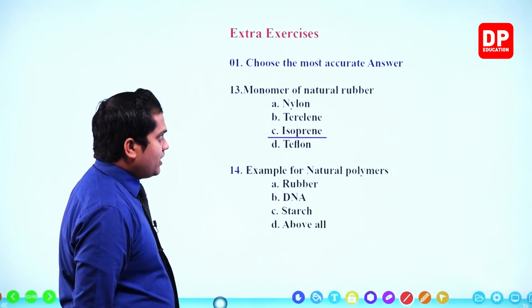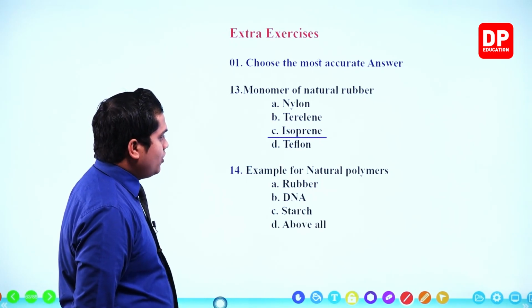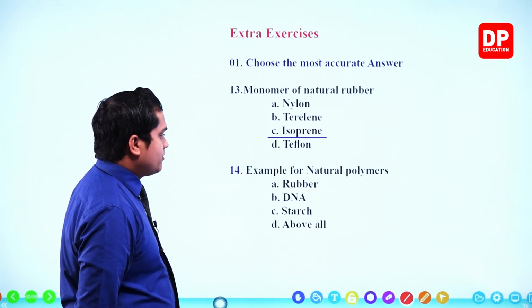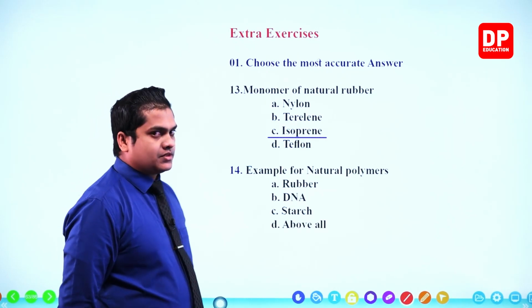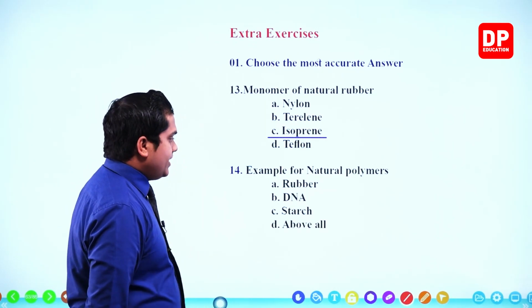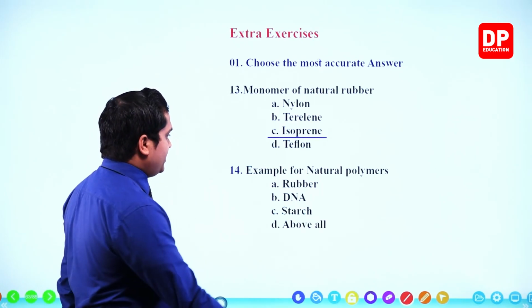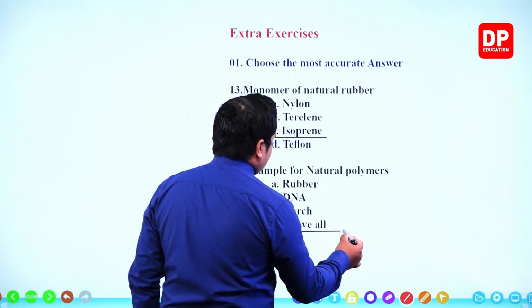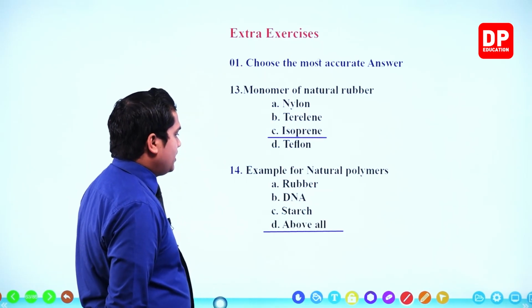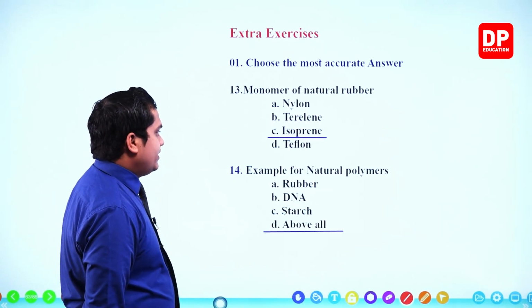Example for natural polymers. Rubber. Correct. Rubber is correct, right? DNA. Once again correct. Starch. Of course correct. Then all of these things are examples for natural polymers. Then the next one.